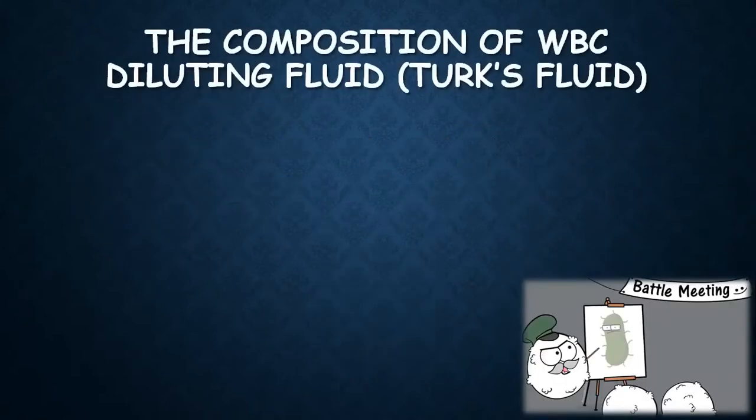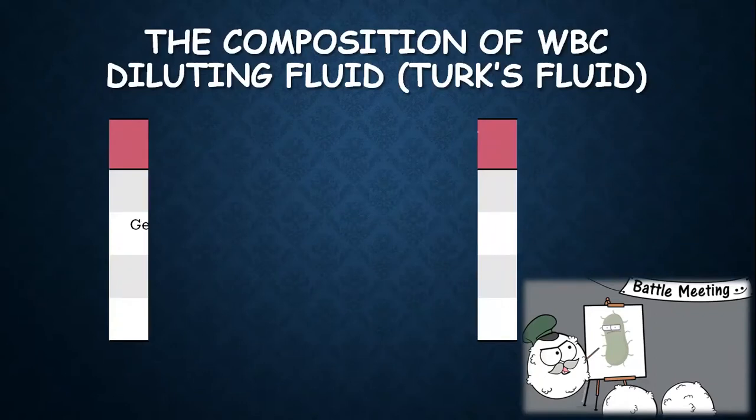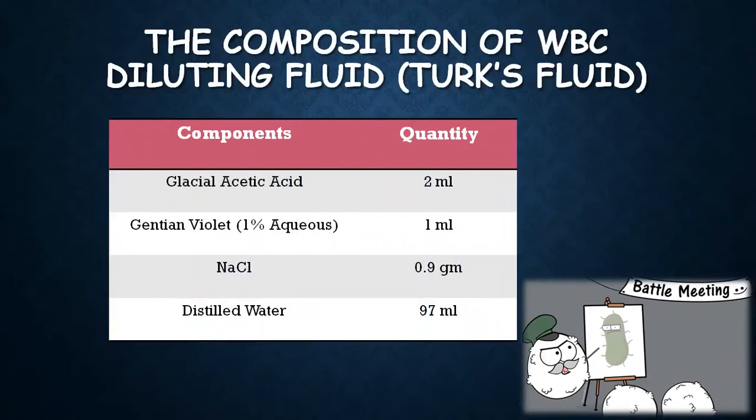Next one is the composition of WBC diluting fluid or the Turk's fluid. This Turk's fluid contains glacial acetic acid, 2 ml, gentian violet 1% aqueous, 1 ml, sodium chloride 0.9 gram, distilled water 97 ml.